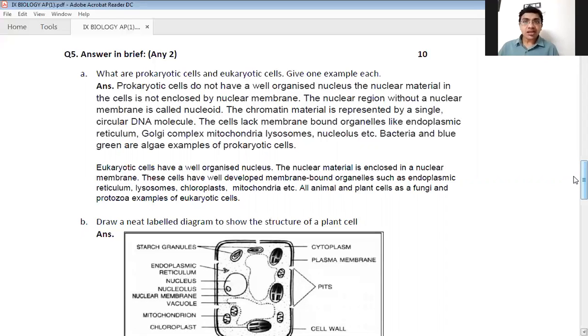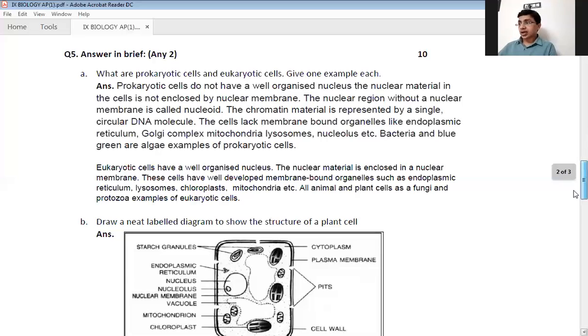And these cells have well-developed membrane-bound organelles. All the organelles are present along with a proper covering to each and every organelle, which is why we call them membrane-bound organelles. The different organelles are endoplasmic reticulum, lysosomes, chloroplast, mitochondria, etc. As examples of eukaryotic cells, all higher plants and animals have eukaryotic cells. Here they have also mentioned fungi and protozoa, all of which have eukaryotic cells, right?